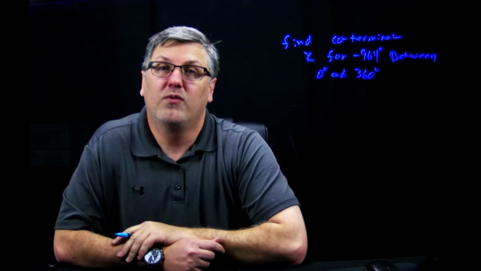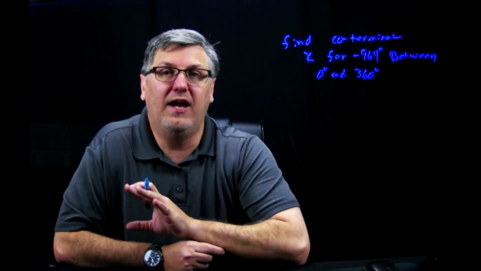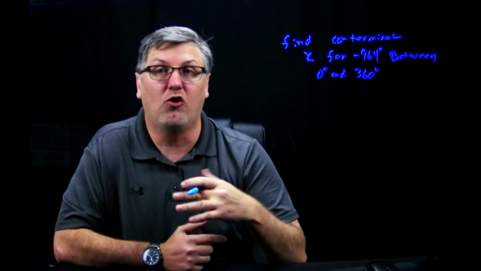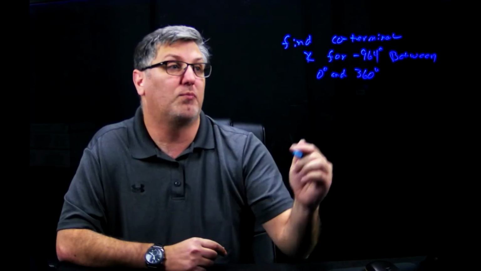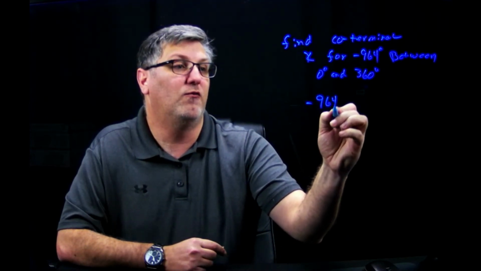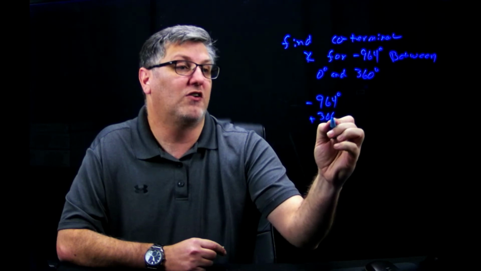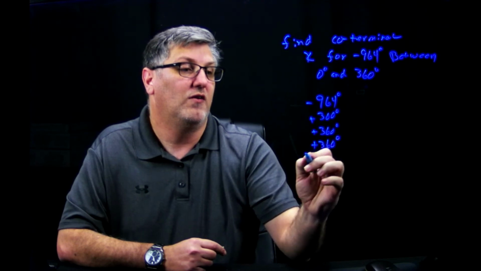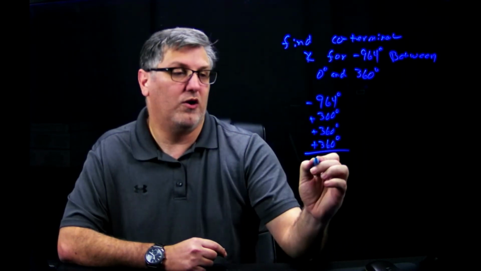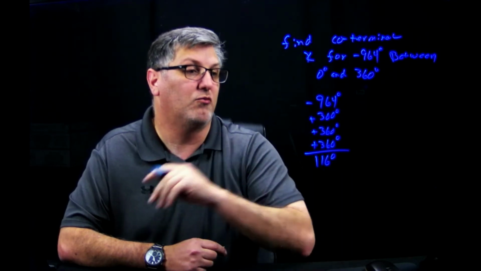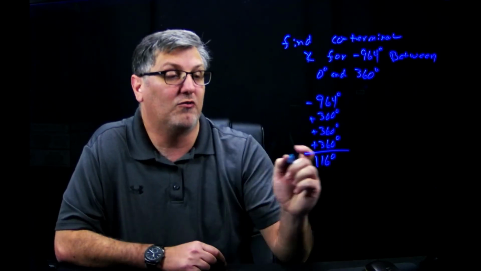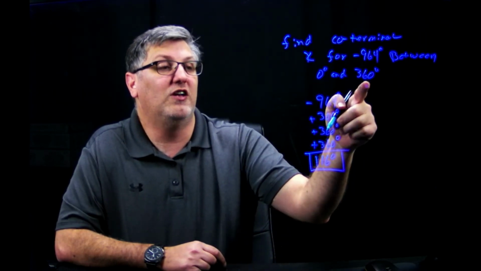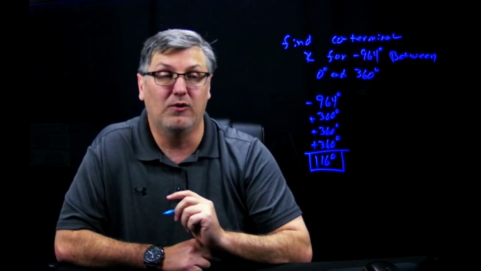Now, I could also ask you to find a coterminal angle between 0 and 360 degrees for negative 964 degrees. All we're going to do is keep adding 360 degrees so I get to the first positive answer. So negative 964 degrees plus 360 degrees plus 360 degrees. I know this goes 3 times. When I add 360 degrees 3 times, I get 116 degrees. Therefore, my angle 116 degrees, between 0 and 360, is coterminal to negative 964.